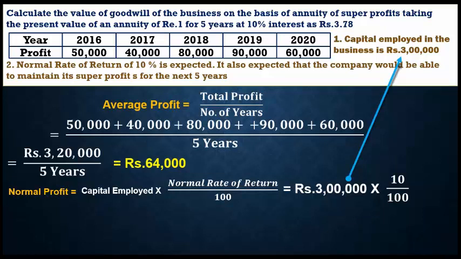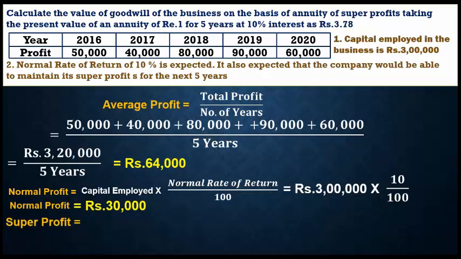Capital employed in the business is rupees 3 lakh. What is the normal rate of return given in this problem? 10%. Normal rate of return of 10% is expected. Normal profit is equal to 3 lakh into 10 divided by 100. What is the answer? Rupees 30,000.